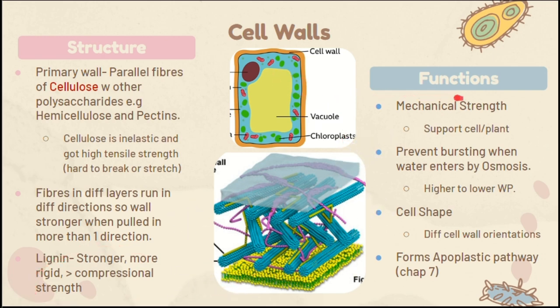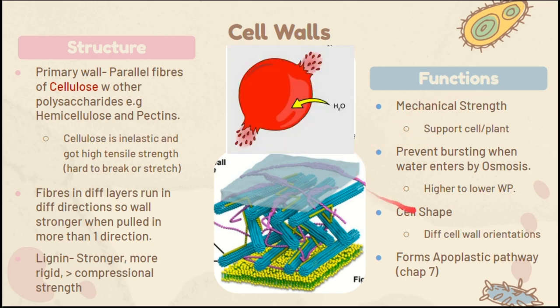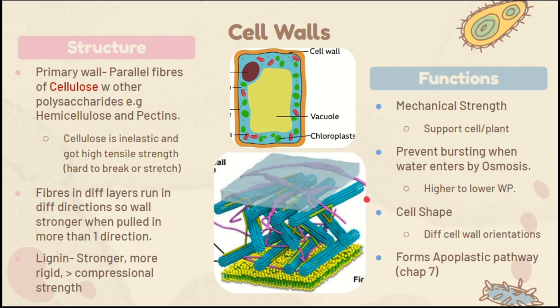This all adds up when we realize a main function of the cell wall is mechanical strength of the cell and the plant as a whole. Water enters the cell by osmosis, prompting it to explode like an animal cell? No problem, the cell wall is strong enough to prevent that. The different orientations of the cellulose layers as the cell grows actually help determine the cell shape too. Finally, the cell wall forms the apoplastic pathway, discussed in more detail in chapter 7, which is about the movement of water and mineral ions through cell walls in simple terms.